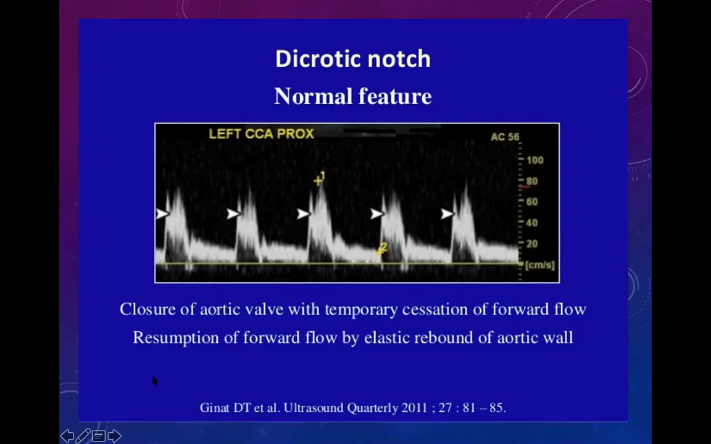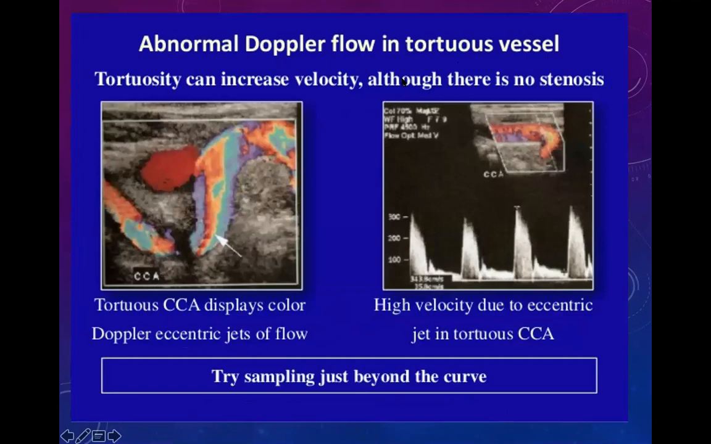So if there is a tortuosity in the vessel, again, there may not be any occlusion or stenosis, but the tortuosity itself can increase the velocity, and there is no stenosis. So a tortuous common carotid displays color and Doppler as eccentric jets of flow. So this is not due to any occlusion or stenosis or a plaque, but in a tortuous artery, you can have higher velocities, and this is due to eccentric jet in the tortuous common carotid. So try sampling just beyond the curve and you will not have this aliasing.